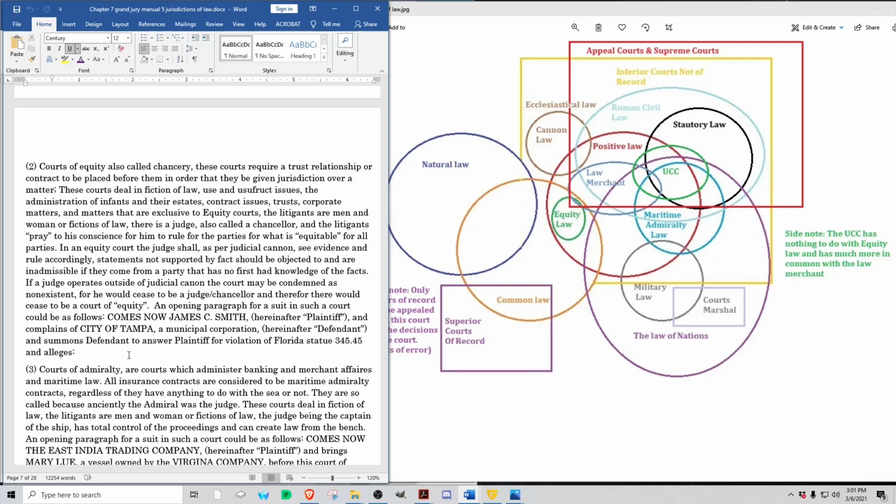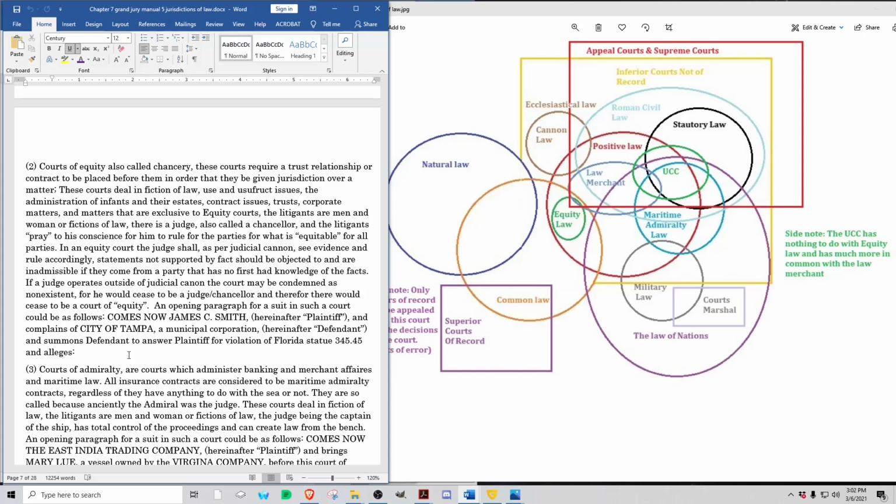So these courts deal in fictions of law and use and usufruct issues. The administration of infants and their estates, that's under ecclesiastical law. Contract issues, trusts, corporate matters, and matters that are exclusive to equity courts. The litigants are men and women or fictions of law. There is a judge, also called a chancellor, and litigants pray to his conscience for him to rule for what is equitable for all parties. In an equity court, the judge shall, as per judicial canon, see evidence and rule accordingly, even though they rarely do that.